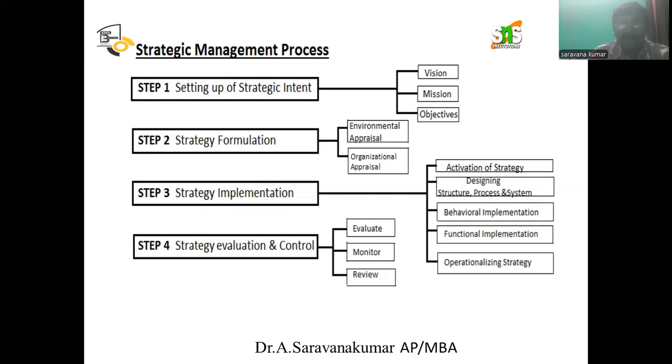Strategy implementation: activation of strategy, designing structure, process and system, behavioral implementation, functional implementation, operational strategy. Then finally, we are going to evaluate the strategy, whether the strategy is effective or not. So in strategy evaluation and control, we have to evaluate, monitor, and again review.